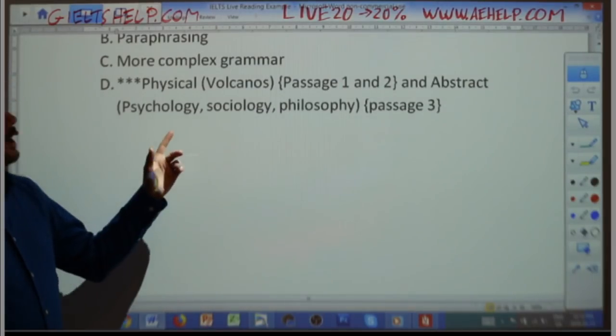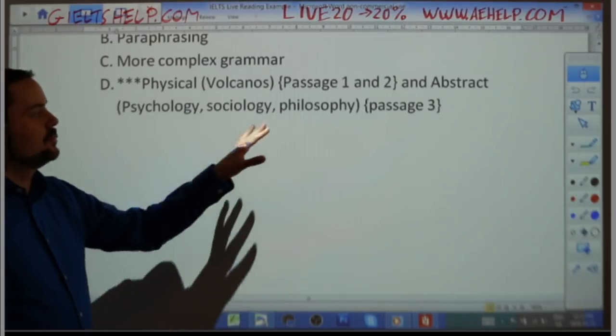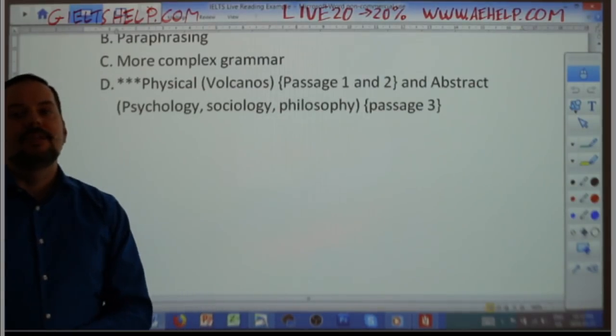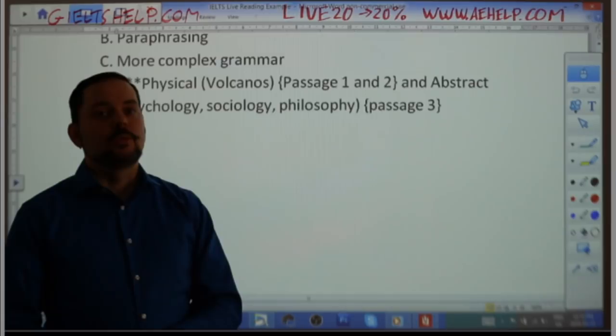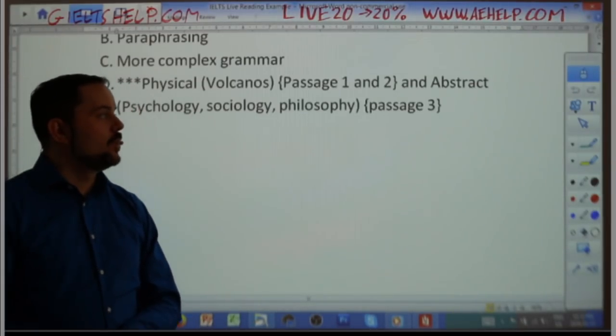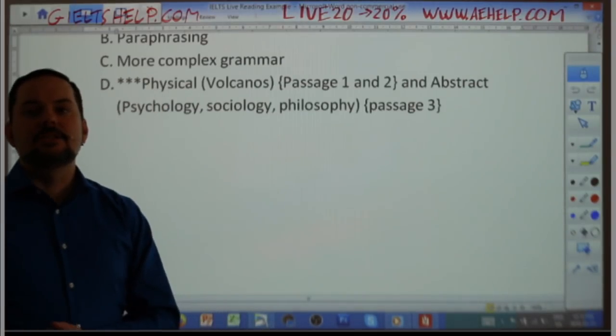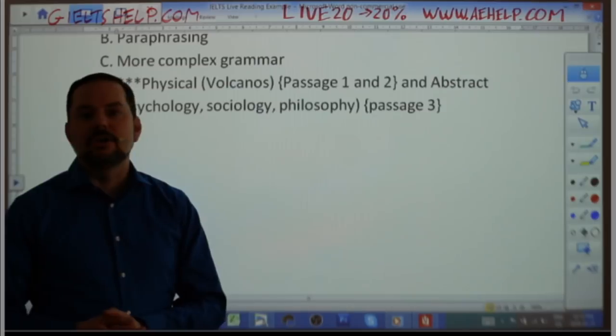Right, so definitely notice that passage 3 is an abstract topic, so you might want to leave that one for last. When you see an abstract topic, only choose it as your first one to read if that is your major in university and that is the one that you're most familiar with, okay?